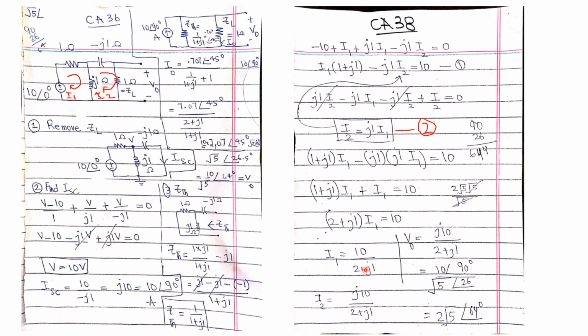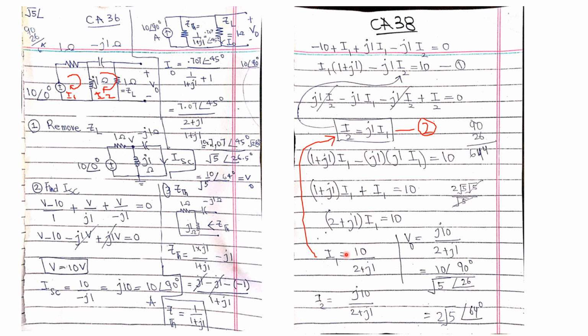Right, we have to find V out, and V out is I2 times this 1 ohm, so we have to find I2. So putting the value of I1, where will we put it to find the value of I2 current? What is the simplest possible way to find I2? Put this I1 here in this equation. So now we'll have I2 is equal to J1 times 10 over 2 plus J1. So we have put the value of I1 here in this equation.